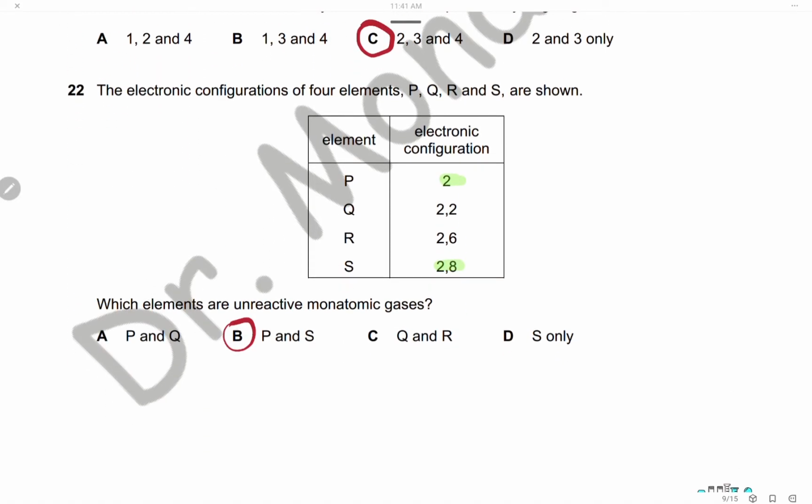Question 22. The electronic configurations of 4 elements, P, Q, R and S, are shown. Which elements are unreactive and monoatomic? Monoatomic means it is one of the noble gases. They are monoatomic and they are unreactive because they have a full outer shell of 8 electrons. So we have P, which has only 2 electrons. The first shell can be filled with 2 electrons only, so this is a noble gas. And S, which is 2, 8. That means the second shell is also completed. So P and S are noble gases. The answer is B.